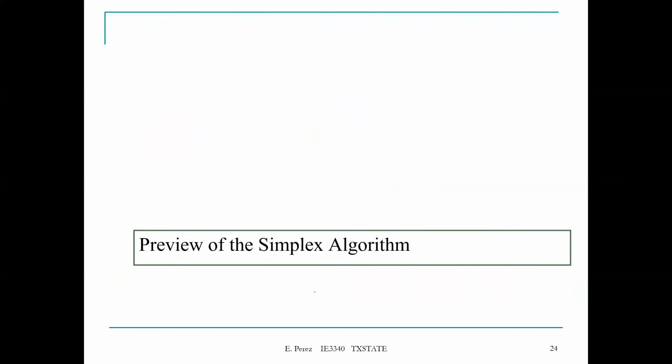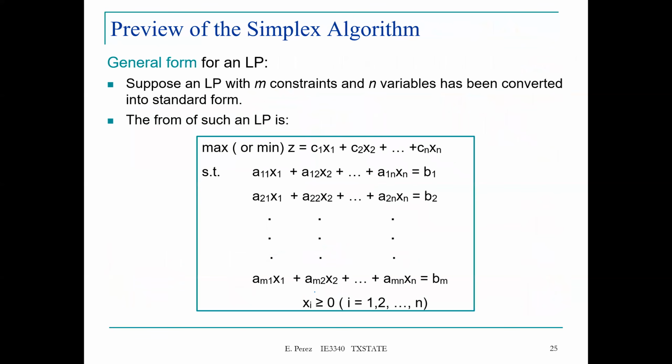Okay, so let's talk a little bit about the preview of the simplex algorithm. The general form for an LP: suppose that an LP with m constraints and n variables has been converted into standard form. The form of such an LP is here. So we have all decision variables, all constraints are equalities, and all decision variables are greater than or equal to 0.